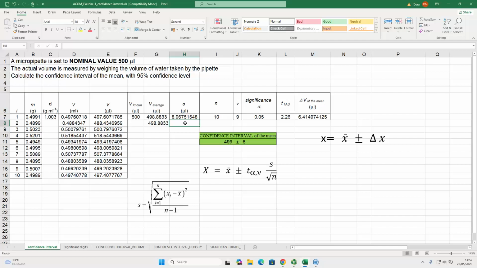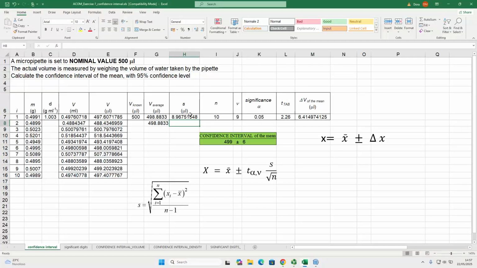Okay, okay. And I do it by dividing S by the square root of n. So this S is the standard deviation of the sample. The standard deviation is always referred to single measurement. So S is the standard deviation. S over square root of n is the standard deviation of the mean.